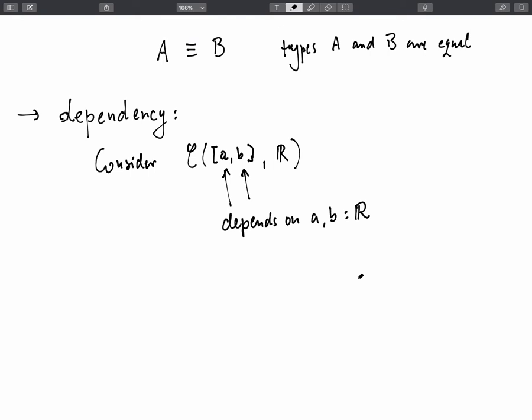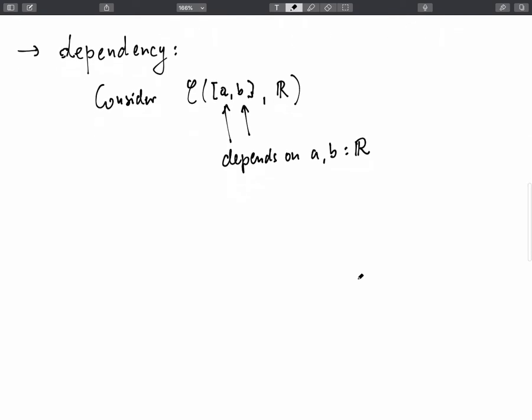Or in mechanics, you say consider a point moving in time. Well, that point is dependent on time. So this is something that happens all the time, and importantly, there are two kinds of dependency.